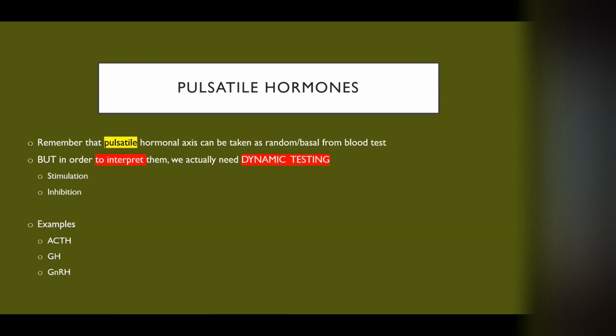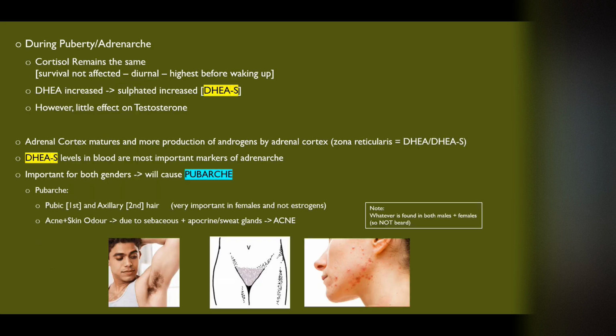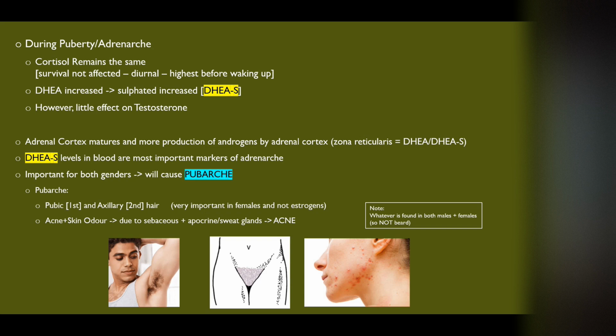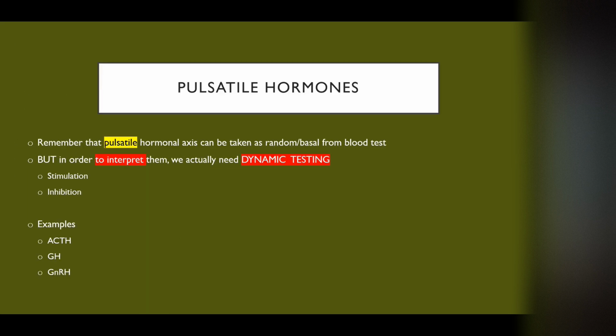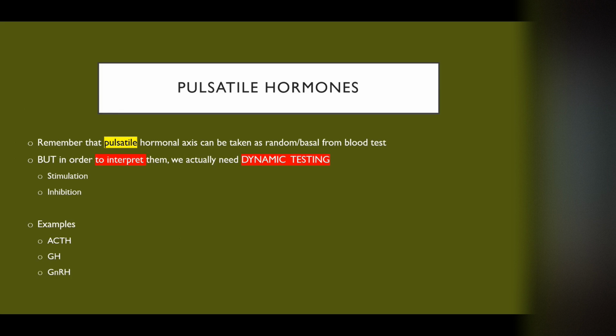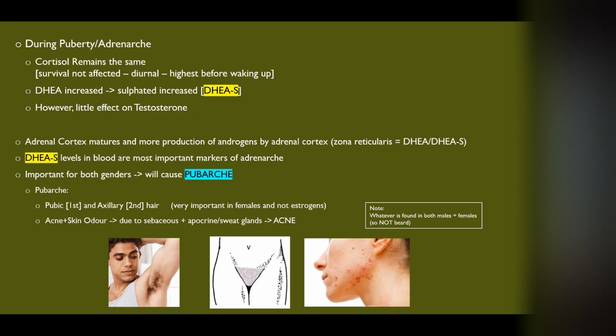So it happens first. To measure if it's happening or not, we need to measure the sulfated dihydroepiandrosterone level. So DHEAS level is the most important marker for adrenarche. Yeah, and this will cause pubarche.